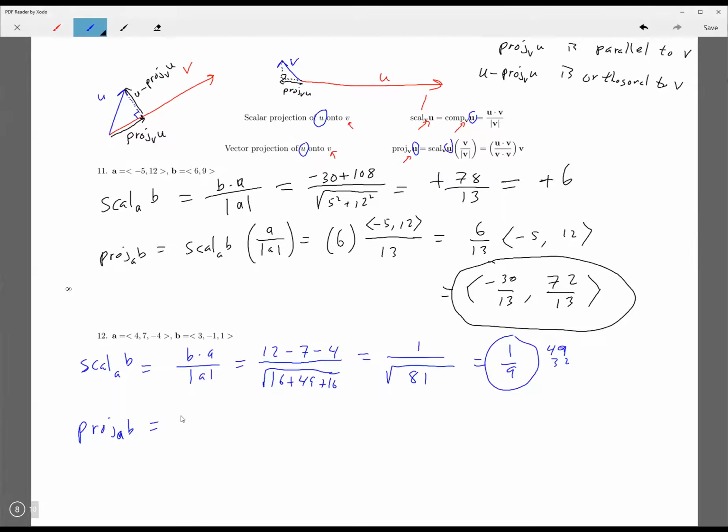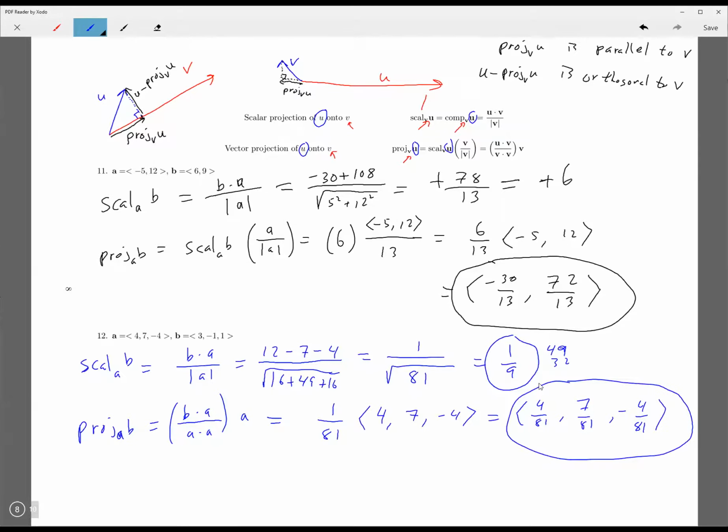Let's use this part of the formula, okay? Let's use the B dot A over A dot A, times A. So B dot A, we already know that's 1. And then A dot A, that's just going to be 81, because it's just this without the square root, right? And then A is 4, 7, negative 4. So that's 4 over 81, 7 over 81, and negative 4 over 81.